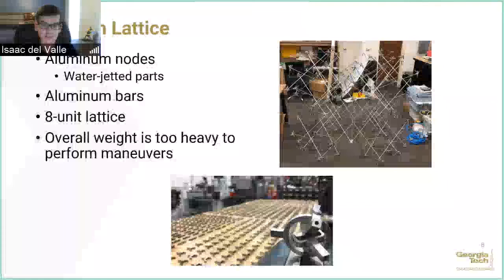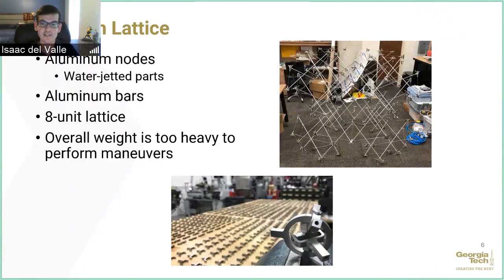Well, you first have to build a tensegrity lattice. Let's not get ahead of ourselves here. When I first joined this project in the summer of 2017, no lattices had been built yet, only a single unit, and it was still uncertain exactly how to go about connecting them together. This proof of concept was demonstrated by the aluminum lattice we built shown here. Unfortunately, the aluminum lattice was much too heavy and bulky to realistically attempt maneuvers with.